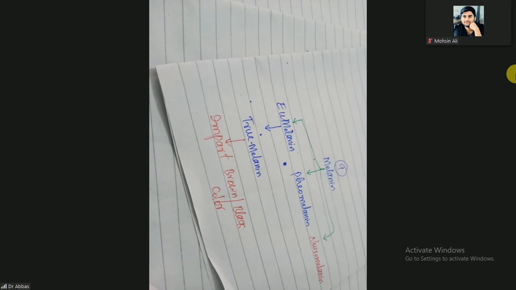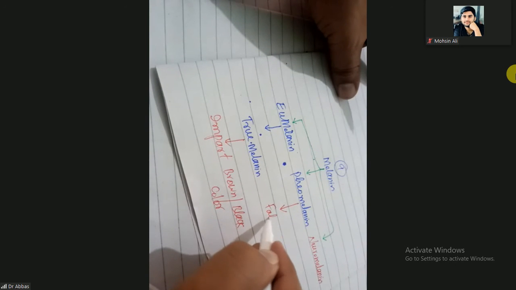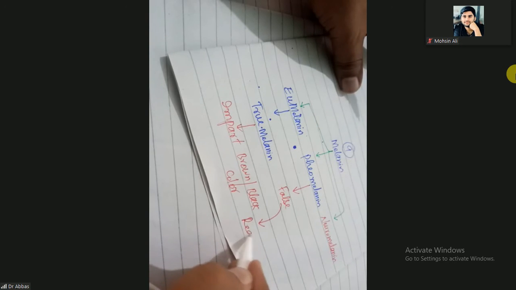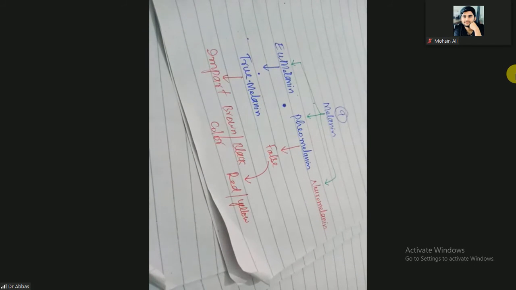So what is pheomelanin? Pheomelanin is false melanin. It will impart red or yellow color to the skin. So a person who has red or yellow skin has more pheomelanin than eumelanin. The person who has dark, black or brown skin has a eumelanin ratio higher than pheomelanin.